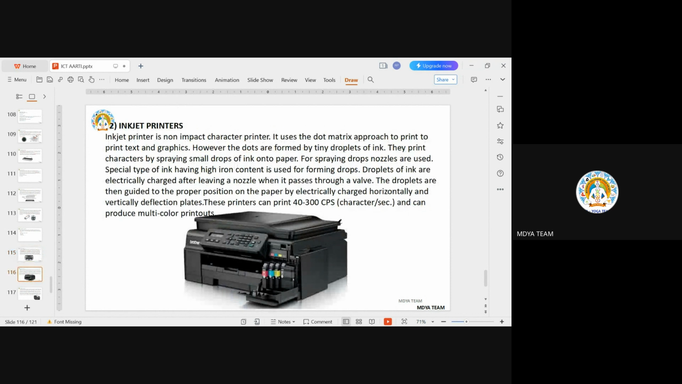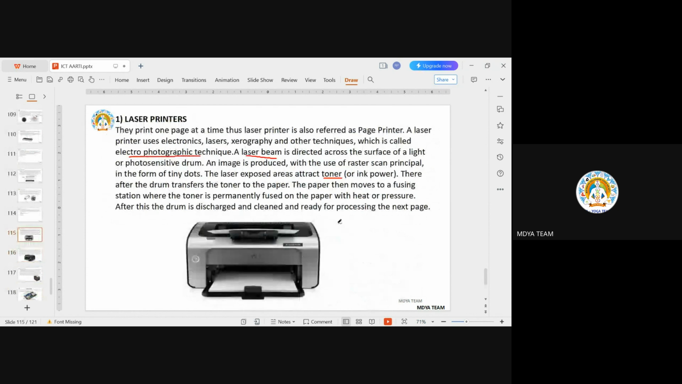Next is the inkjet printer. The inkjet printer is mostly used in homes because it is small in size and less expensive. Sorry, laser printers are used for commercial work. There is so much data, so many outputs, so much printing, like 5,000 or 1,000 pages. This way the laser printers are used.